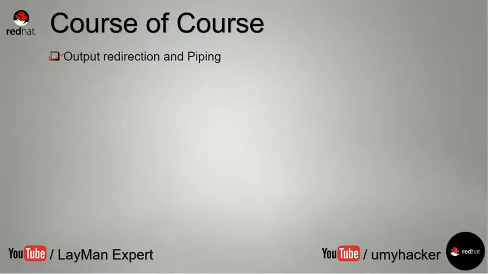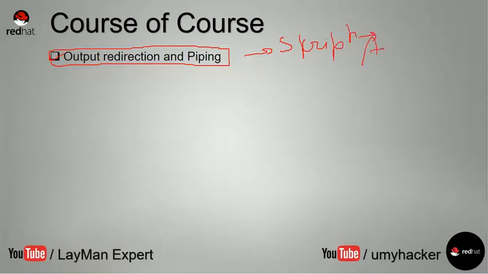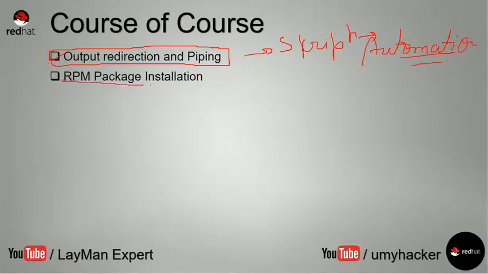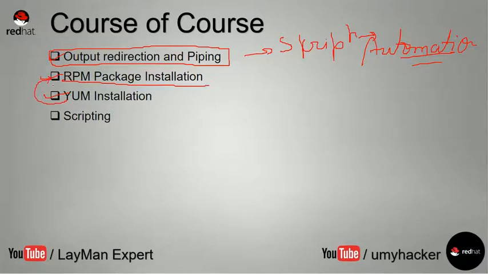This is a very important topic, and it is very, very important if you are going to get your hands on scripting and automation. And it is very beautiful and easy to learn. RPM package installation, how we install an RPM package in Red Hat Enterprise Linux. Then YUM installation, which is another package manager that deals with some of the shortcomings of RPM. And scripting, how to write a script, execute a script, and all other things.